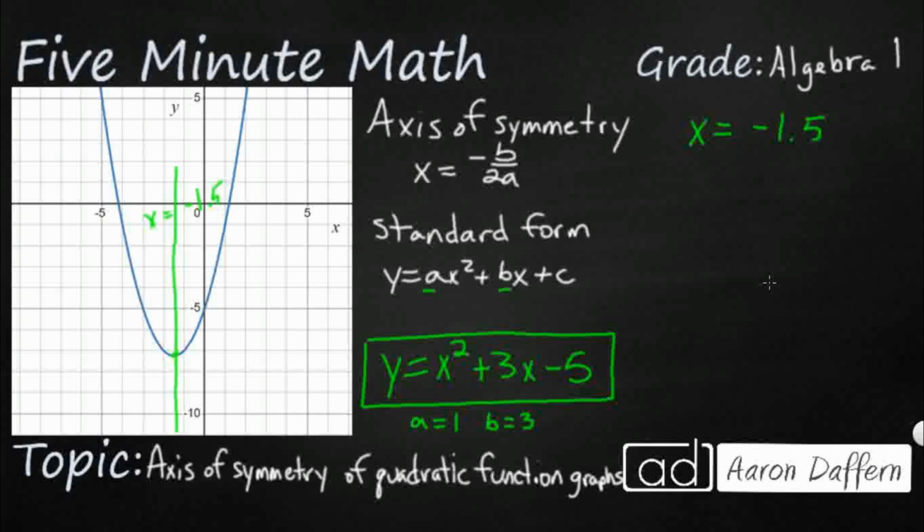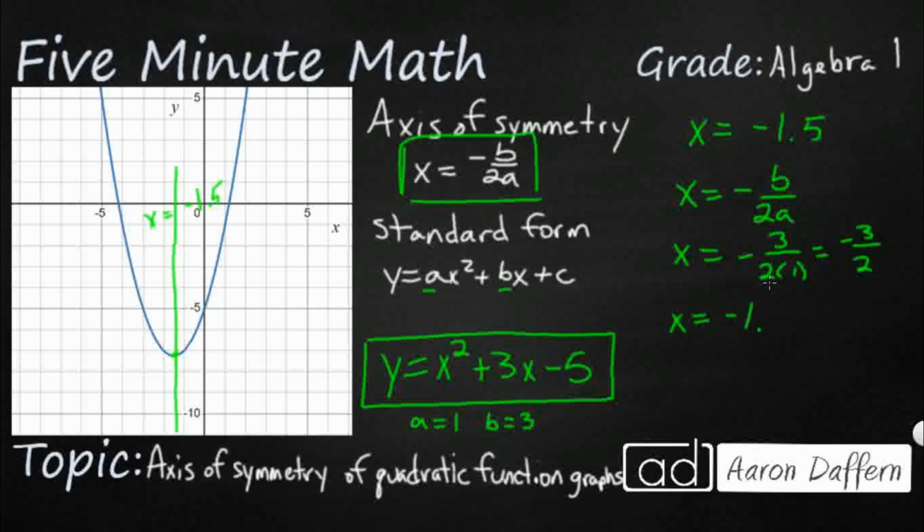So let's go into this equation right here. X equals negative b over 2a, and I'm going to substitute the b for 3, and then the 2 stays there, and the a is going to be 1. So really it's just going to be negative 3 over 2, which is negative 3 halves, which is negative 1 1/2. We were correct, negative 1.5.